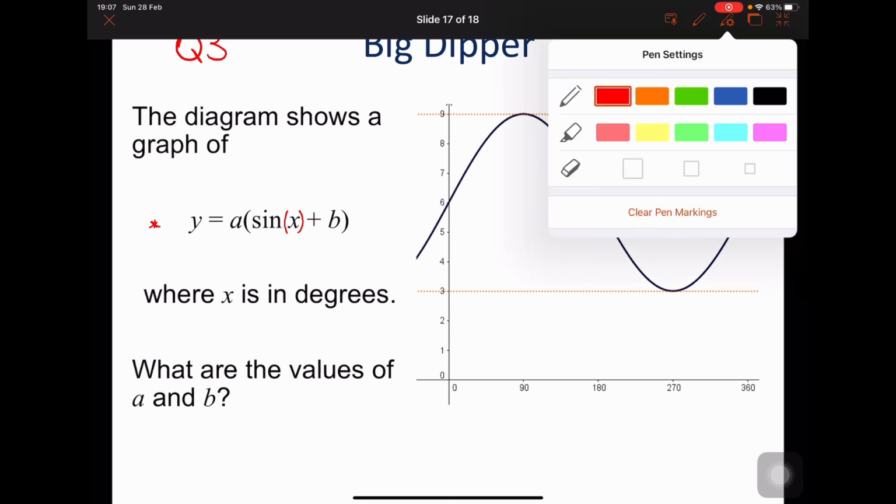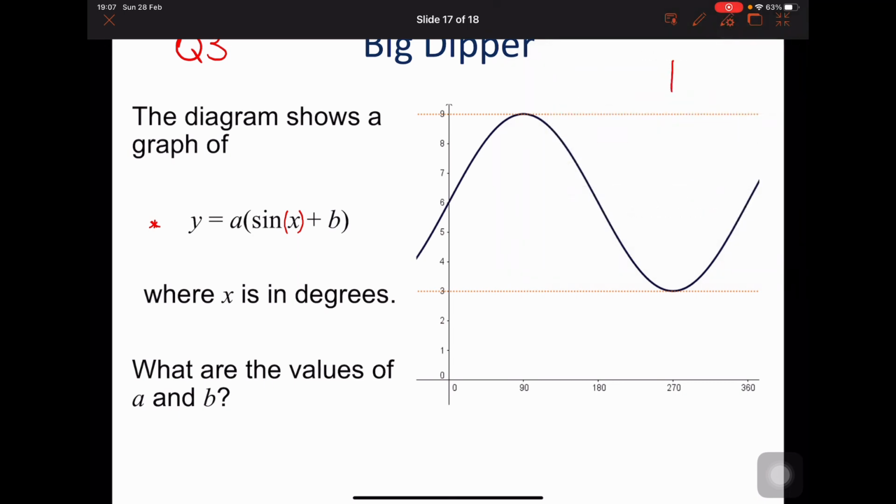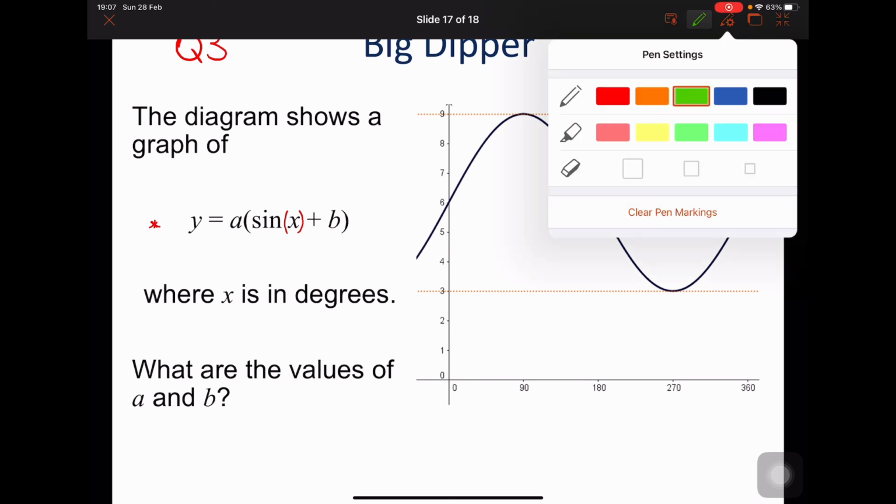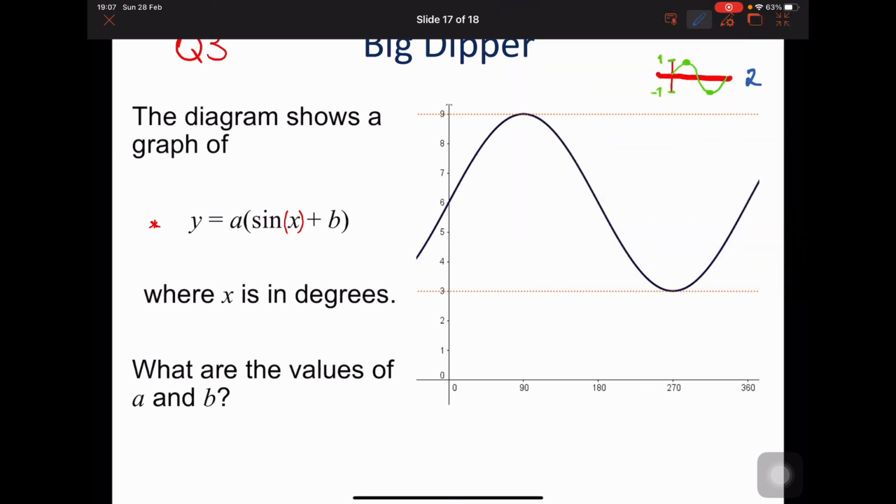So let's draw a sine graph. Actually, I'll just use the same color. Let's draw a sine graph here. It looks a bit weird, but it's just going to go like this. So this standard sine graph, what is the distance between the maximum point and the minimum point? Well, of course it's 2, because we have 1 plus 1 equals 2. What is the distance between the maximum point here and the minimum point here? The difference is 6.